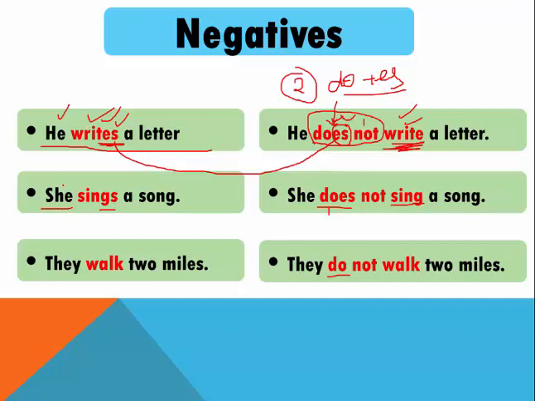As in the case of singular he and she, it was does. But if the subject is plural, or I, we, you, they, that time you will use do not and not does not, and walk will remain walk only. So you have to see, when using does you are going to remove that s or es, and if it's plural you will use do not and not does not. So these are the negatives.